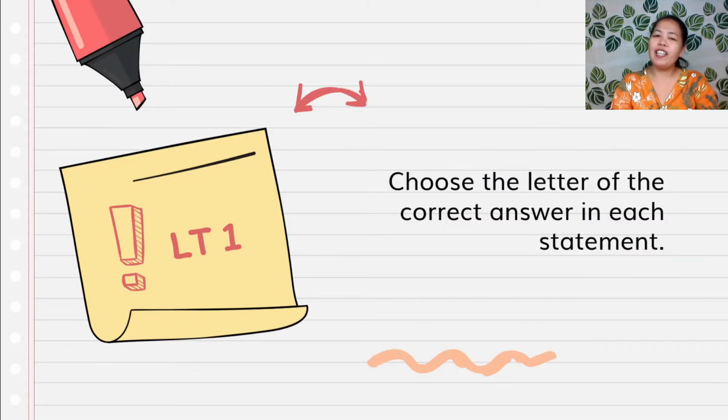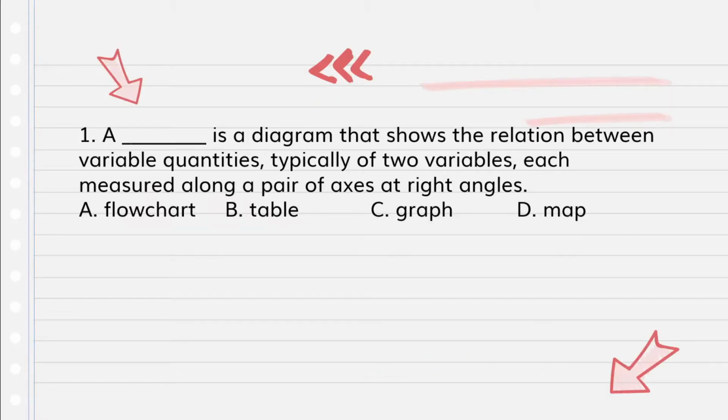Okay, since we already learned our lesson about visual-verbal relationship, let's do Learning Task 1. Choose the letter of the correct answer in each statement. Note, letters only. Okay, let's have number 1. A blank is a diagram that shows the relation between variable quantities, typically of two variables, each measured along a pair of axes at right angles. Is it A, flowchart, B, table, C, graph, or D, map?